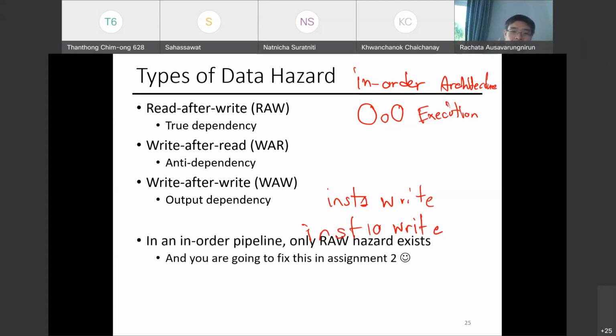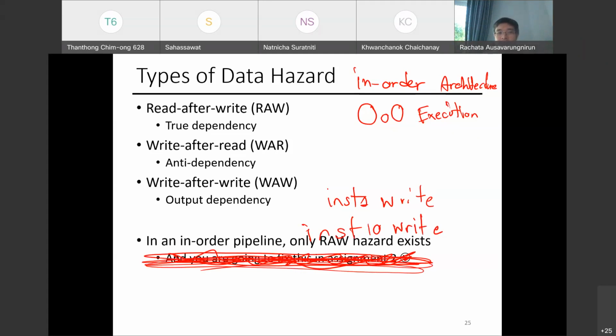So in an in-order pipeline, nope, this is for the next class. You don't have that assignment. Let me get rid of it. In an in-order pipeline, only read after write exists.